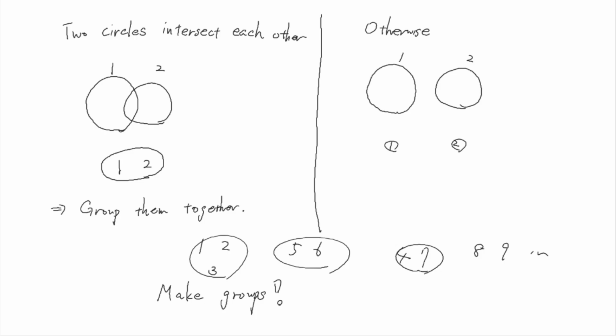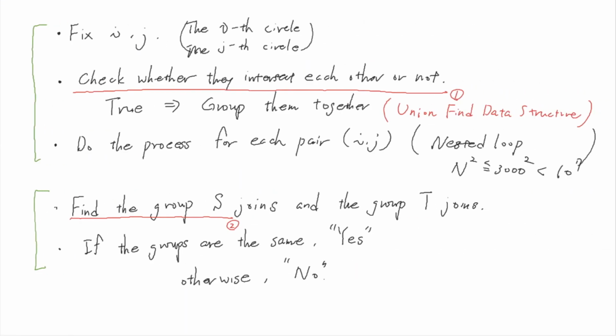So if you have too many circles, like this one, 2, 3, 4, 5, 6, 7, 8, 9, and so on, what you have to do is the same. That means you have to make groups. Let's summarize it and write the algorithm.